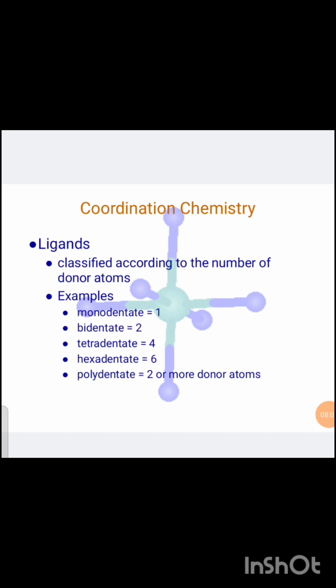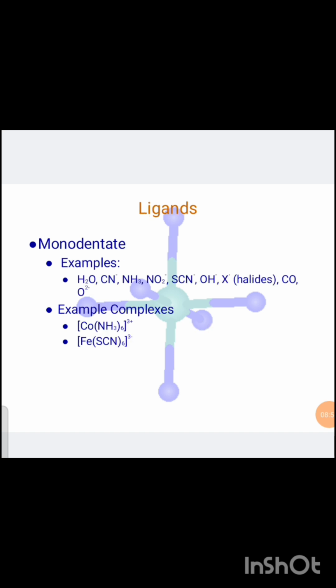So in this, ligands have been explained. Ligands are classified according to the number of donor atoms. If the donor site is 1, it is known as monodentate. If the donor sites are 2, it is known as bidentate. If the donor sites are 3, tridentate; if 6, hexadentate. If the donor sites are more than 2, it is known as polydentate. If the number of donor atoms is more than 1, from bidentate to polydentate, they form chelating agents, and the chelating agents are responsible for the stability of the molecules.